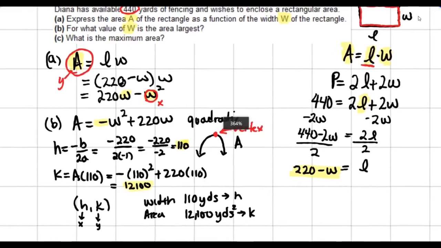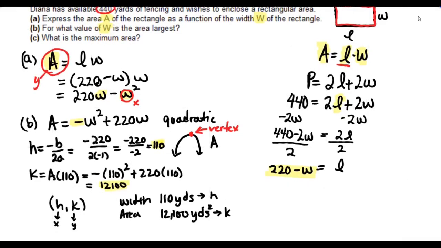So to answer the question, this is for part B and C, for what value of w is the area the largest? The area will be the largest when the width is 110 yards. And then for part C, what is the maximum area or the largest area? The largest area will be 12,100 square yards.